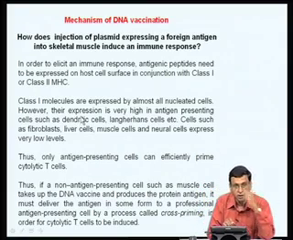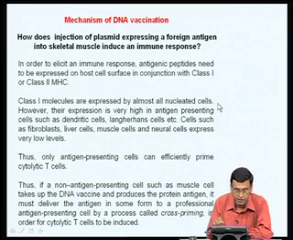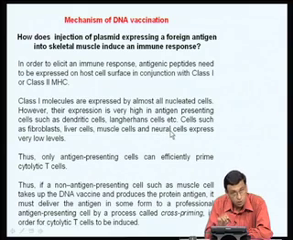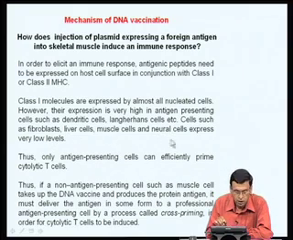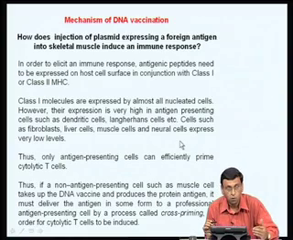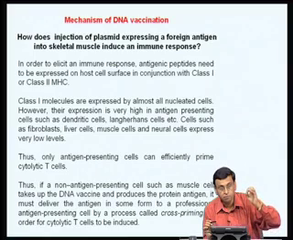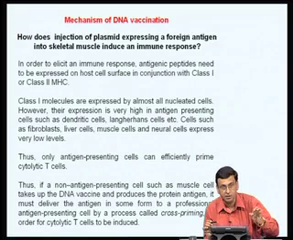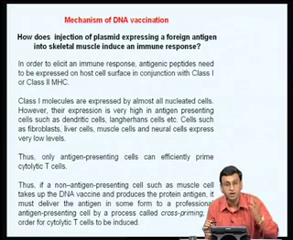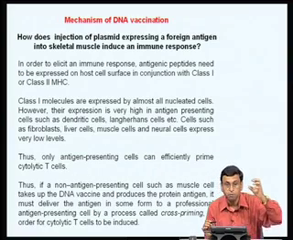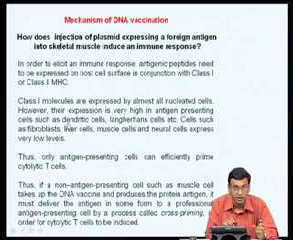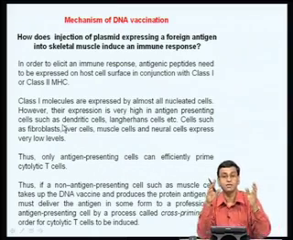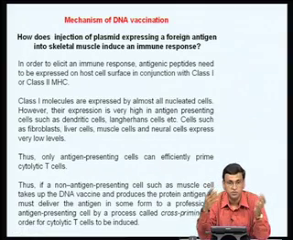So, class 1 MHC molecules are expressed by almost all nucleated cells. However, the expression of these class 1 MHC molecules is very high in antigen presenting cells such as dendritic cells, Langerhans cells, etc. Whereas other somatic cells such as fibroblasts, liver cells, muscle cells do not express very high levels of class 1 MHC antigens. What it tells you is that if you introduce your DNA into somatic cells such as skeletal muscle cells, because the muscle cells do not express class 1 MHC at very high levels, the antigen presentation will not be very efficient. Whereas if the same plasmid DNA is taken up by professional antigen presenting cells such as Langerhans cells or dendritic cells, since they express very high levels of MHC class 1, the antigen presentation will be much more efficient.